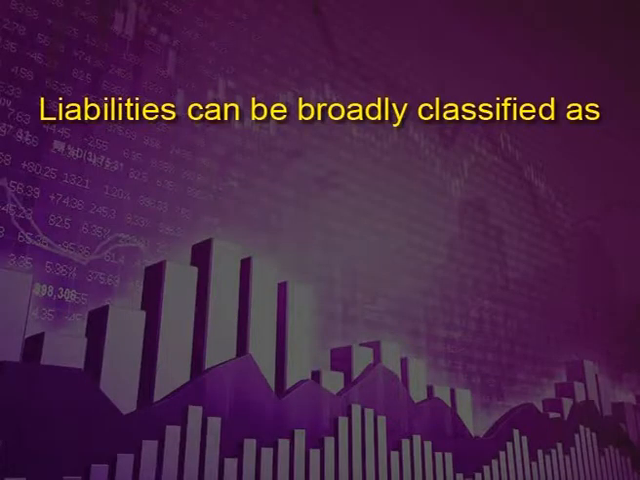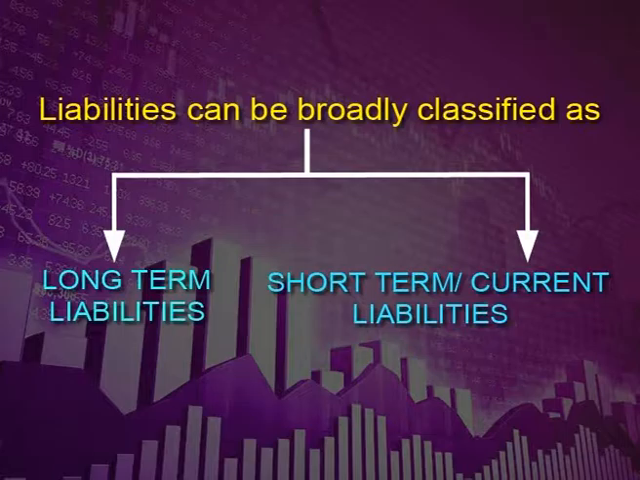Let us have an example on liabilities. Let us say a businessman takes a loan from his friend, maybe a relative or maybe some bank. So, this amount of loan taken for business will be a liability for the business. Now, liabilities can broadly be classified into two parts. Either they are short term liabilities or they are long term liabilities.